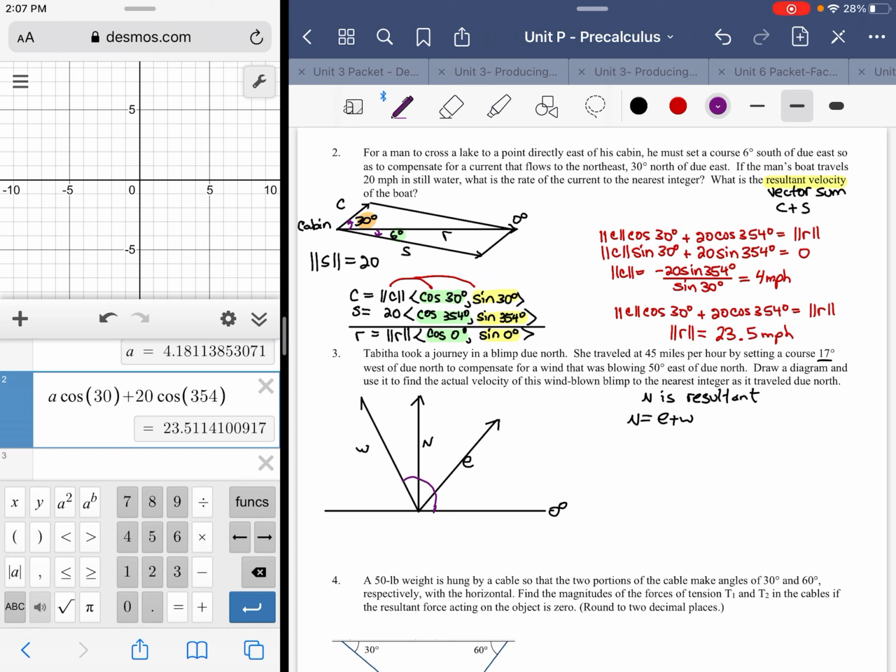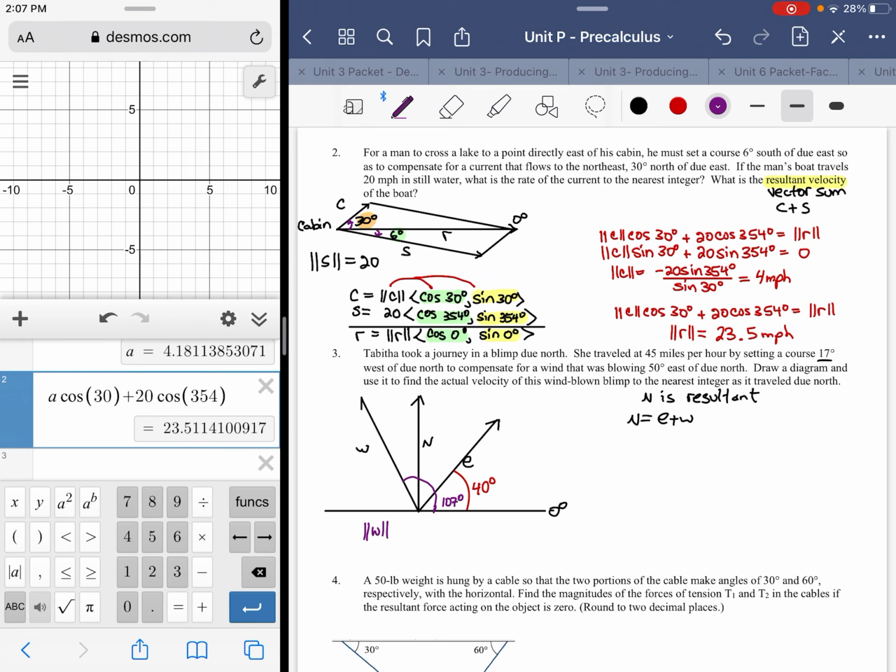17 degrees west of due north. Off of the 0 degree mark, that's, well, 90 plus 17 is 107 degrees. 50 degrees east of due north. So 50 degrees back from the y-axis is going to leave us 40 degrees off of the x-axis.